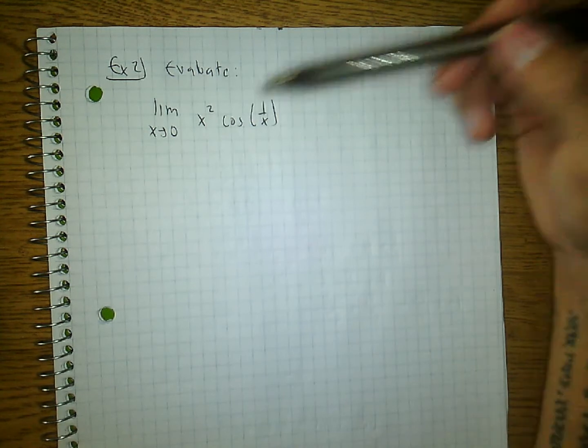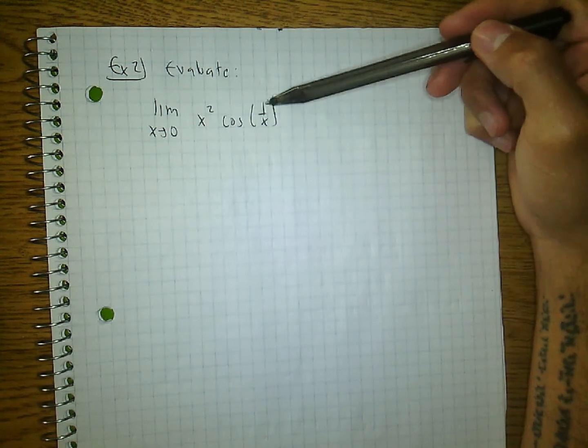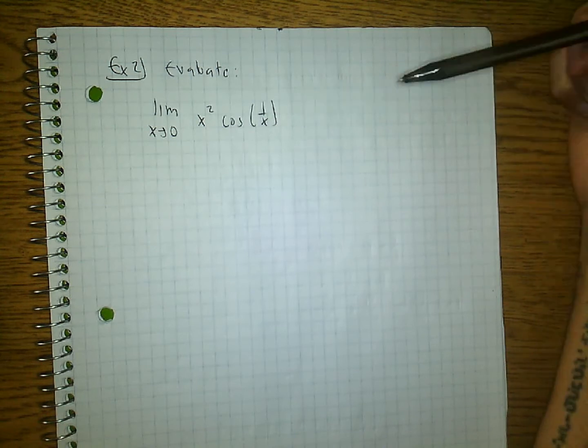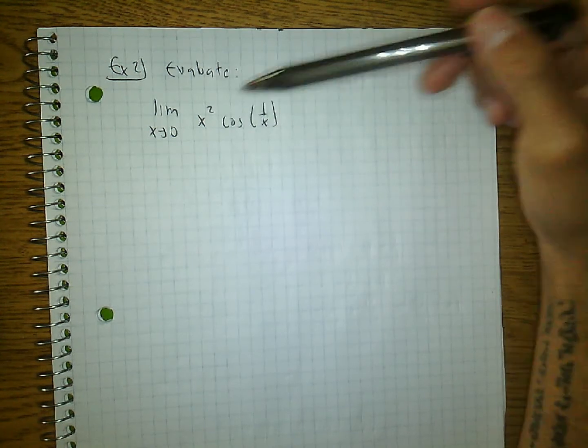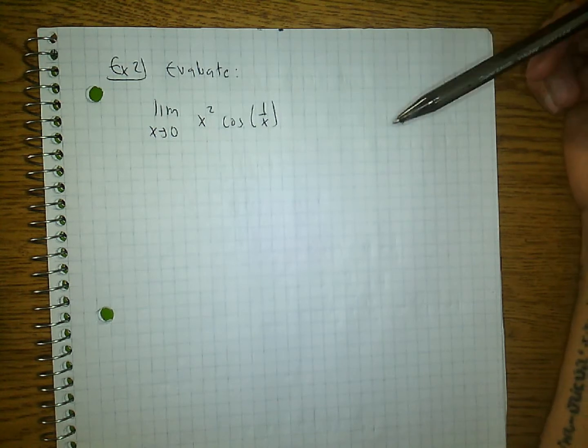Okay, so we have a problem here. So if we plug in 0, 1 over 0 is not possible. That's undefined. Therefore, we're not going to be able to take the cosine of that. So direct substitution is not going to work, right? This isn't any factorable, or this isn't something that I can rationalize.